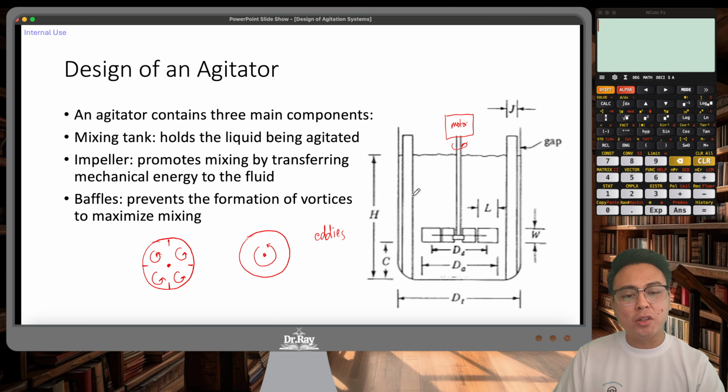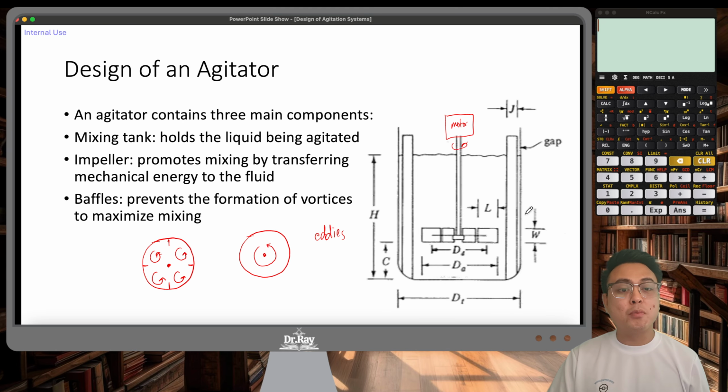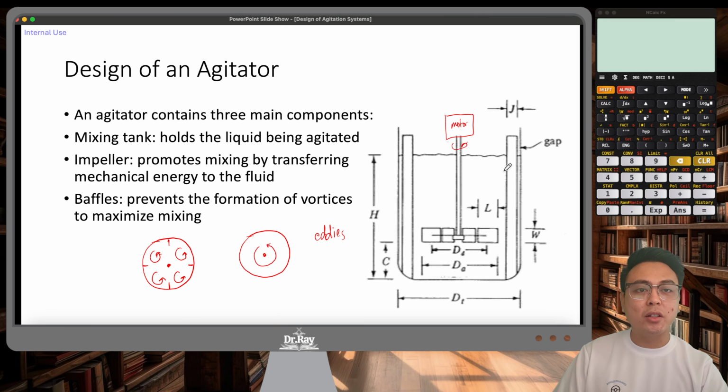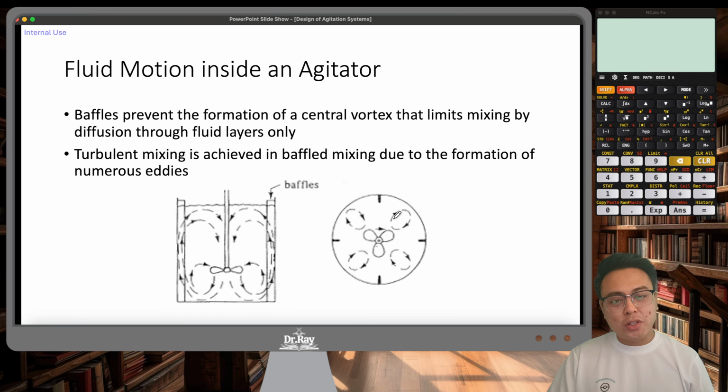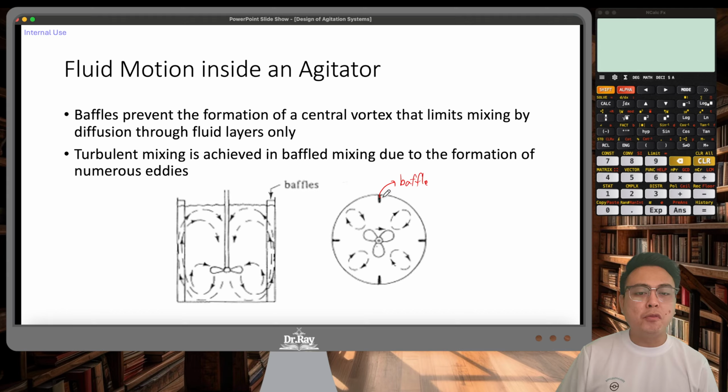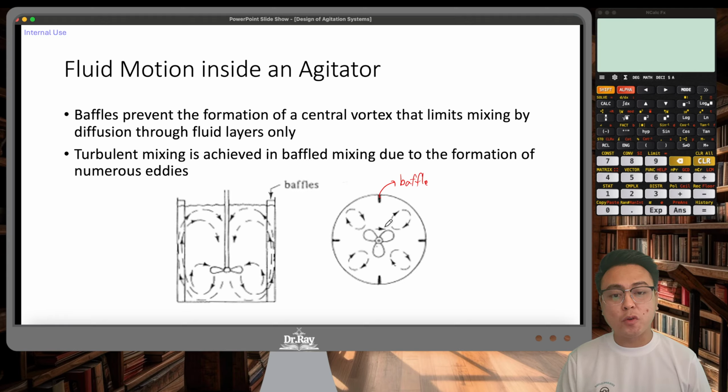Of course, there are many other components, and we will discuss these measurements later for the design of a standard agitator. As I mentioned before, this is what happens if you place baffles. So these are your baffles. And if we place the four baffles inside of a cylindrical tank, what you would see are four smaller vortices. This is your impeller blade at the very center.